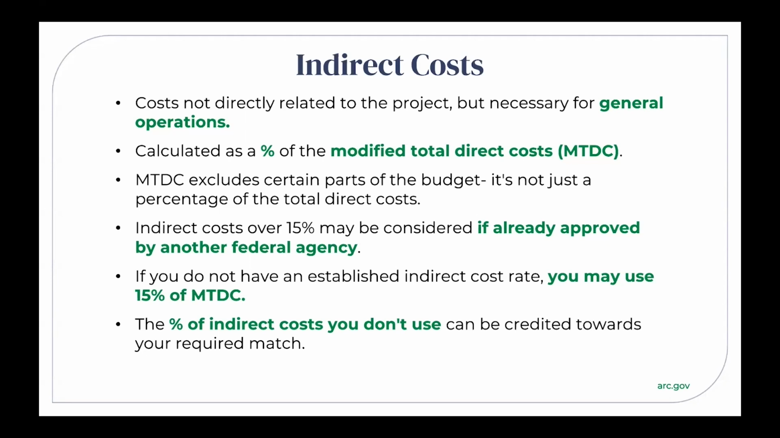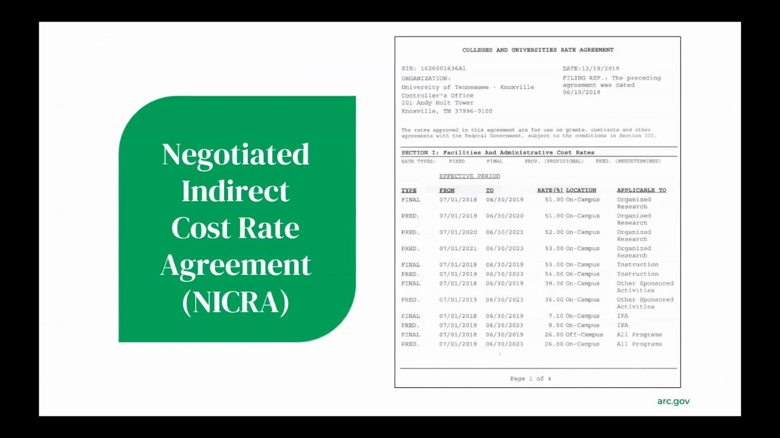Indirect costs higher than 15% of MTDC may be considered if already approved by another federal agency. If you do not have an established indirect cost rate with another federal agency, you may use 15% of the modified total direct cost. This 15% is called the de minimis rate. The percentage of indirect costs you don't use but are allowed, we call these unrecovered indirect costs, can be credited towards your match rate if needed. Here's an example of what a NICRA, or negotiated indirect cost rate agreement, typically looks like.